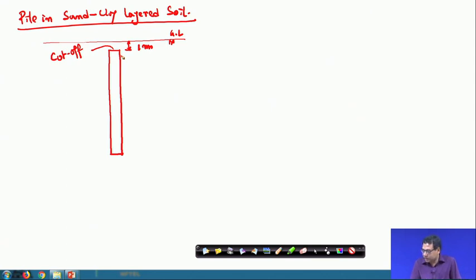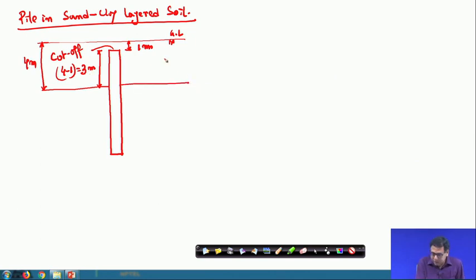So, if this type of situation happens, then what do we have to do? That means here, this first layer is 4 meter, but the length of the pile in the first layer is 4 minus 1, that is 3 meter. And this first layer is a loose sand layer with the unit weight 17 kilonewton per meter cube, and phi dash is 29 degree.